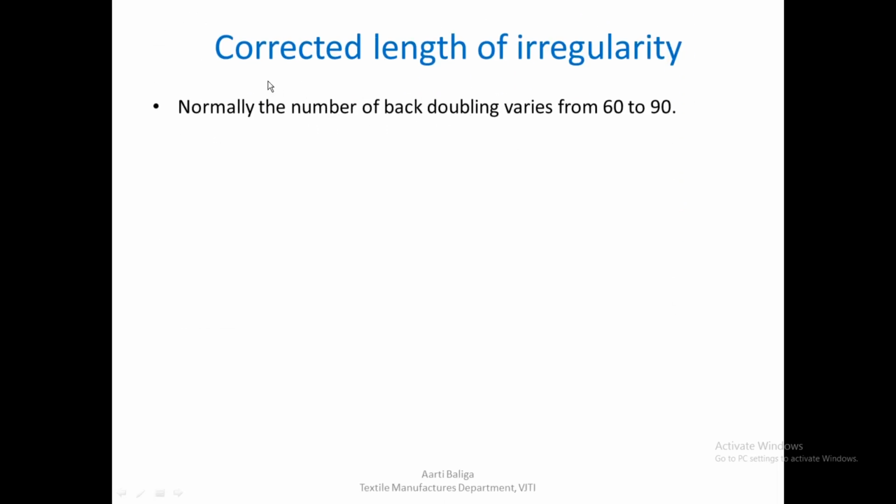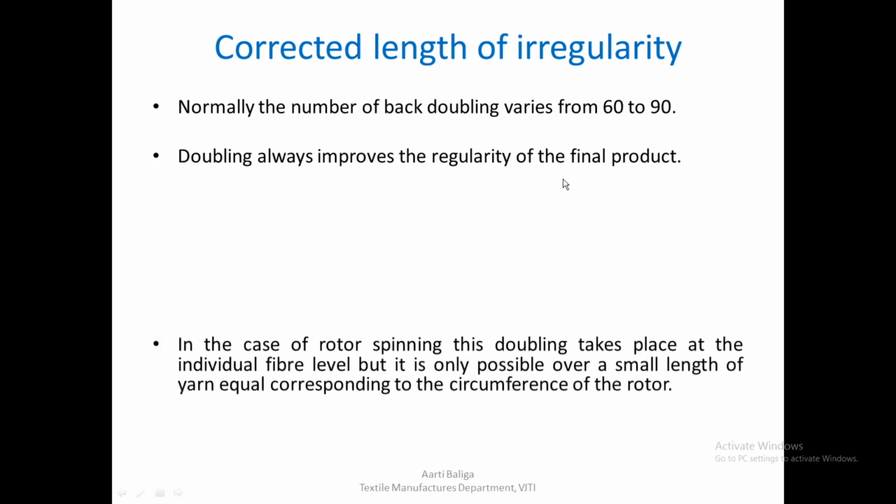So there is some amount of irregularity that gets corrected during this back doubling, similar to the doubling that we see on draw frame, where some amount of irregularity is corrected. In this case, let us see how much length of yarn gets corrected. So normally the number of back doublings varies from 60 to 90. Doubling always improves the regularity of the final product.